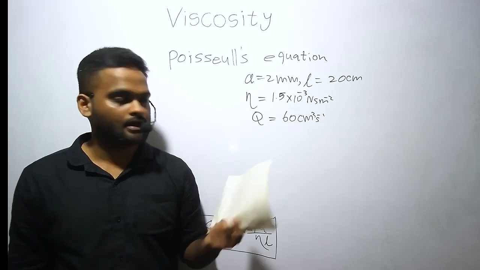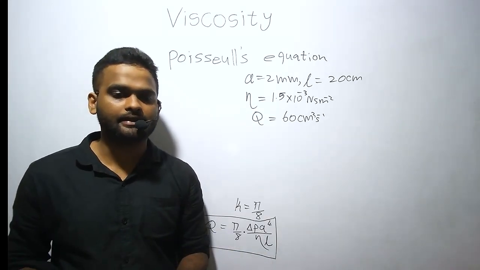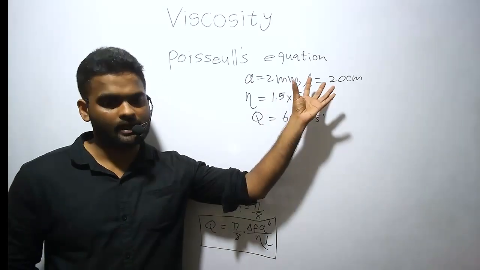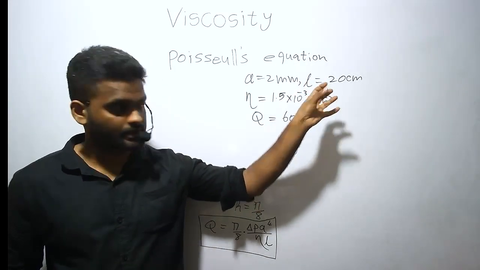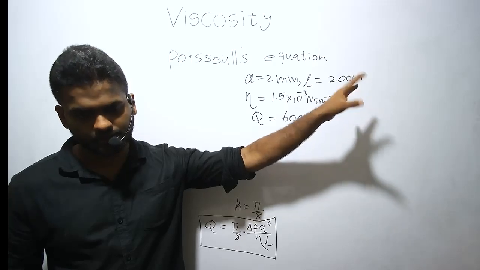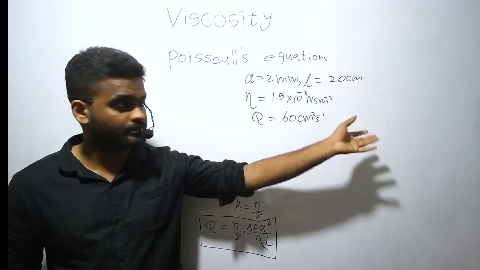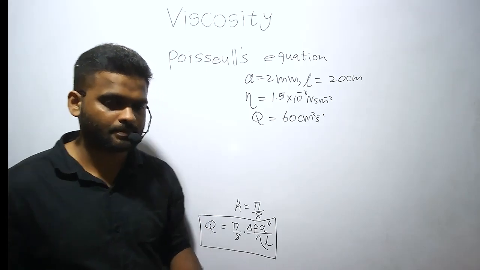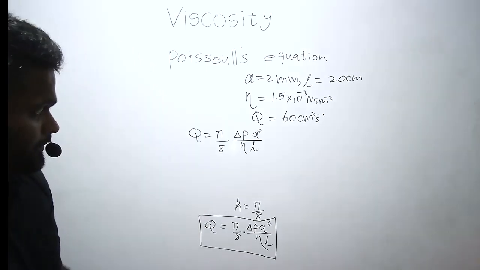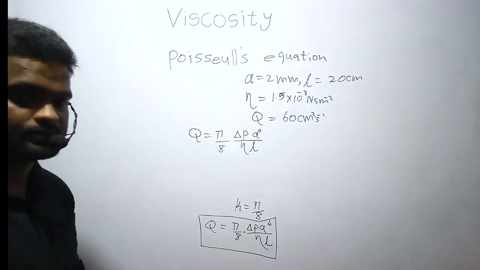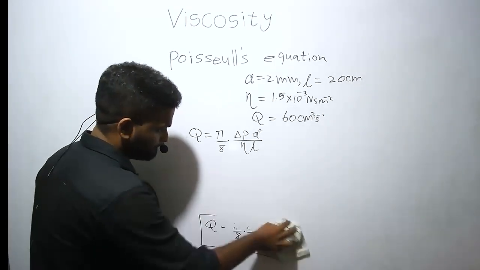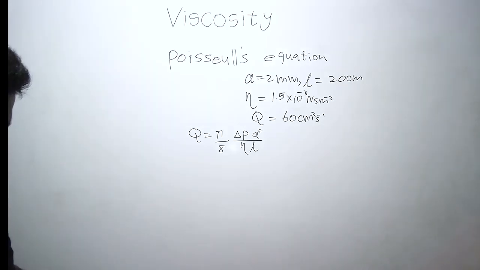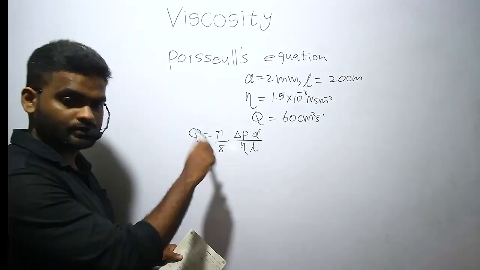Okay, just try that. You have to find delta P, right? Just write the equation, then substitute values. But you have to convert these units into meters, seconds, those stuff. Try that. You just have to substitute values. First write the equation, then substitute values.